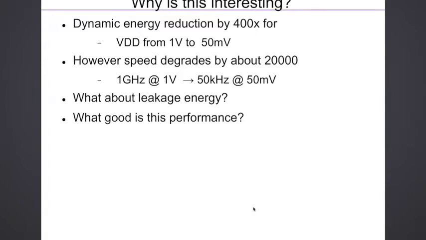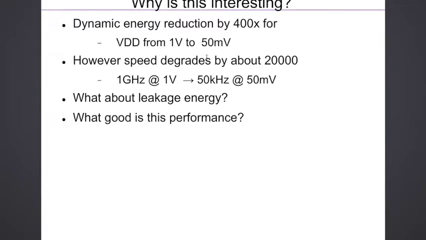So the ratio of the voltage, if you take that, will give me the ratio of the dynamic energy. So I can save the energy by 400 times. That's a lot of savings in energy if I am able to operate from here to here. But there is a downside.